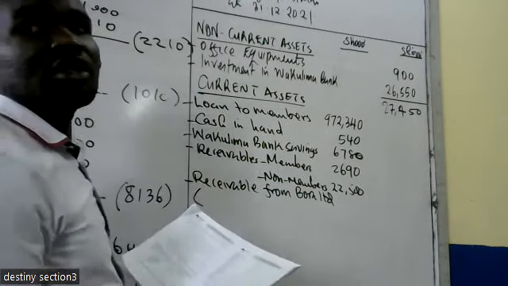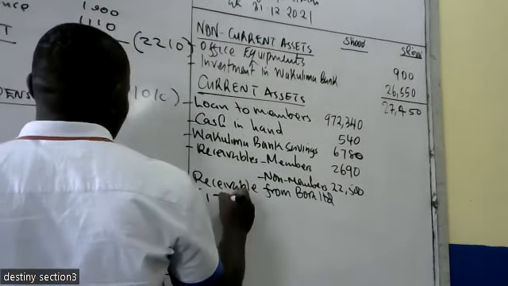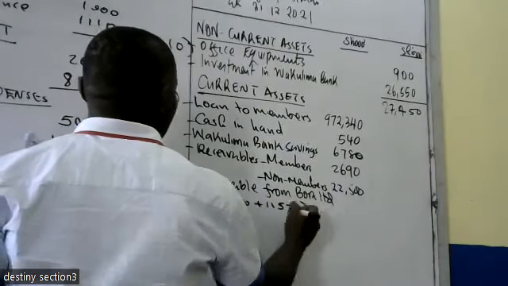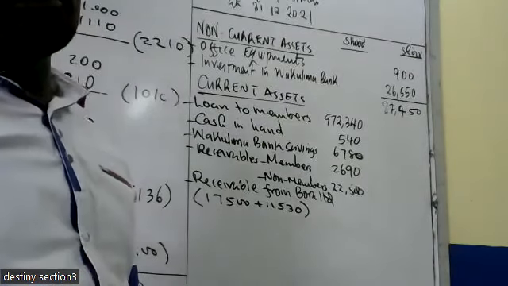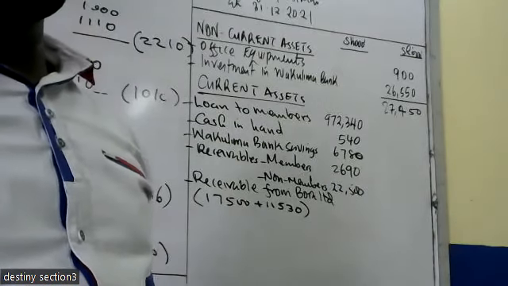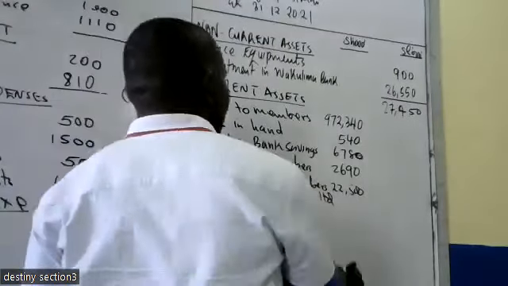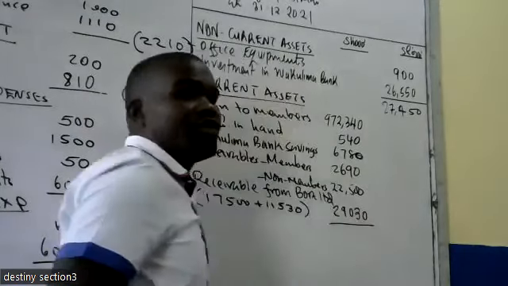It was what plus what? The first one converted was 7,500. And the other one was 11. Yes, those amounts have not been received. Add the 2 of them. 29,030. Can you add those 2?